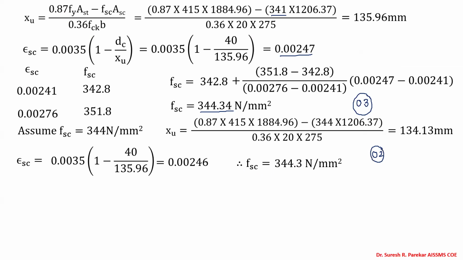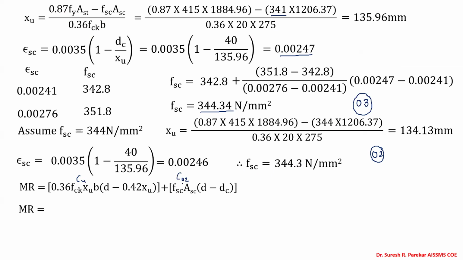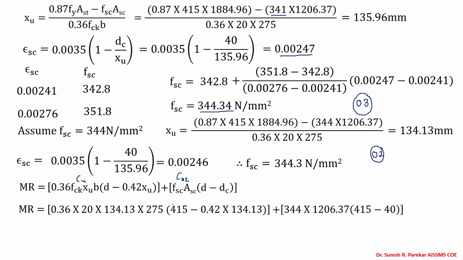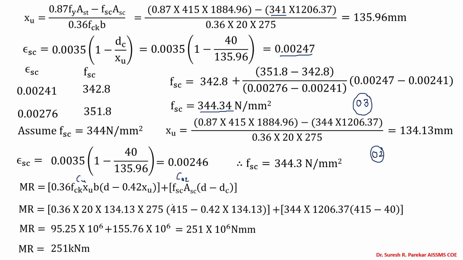So we have 7 marks till this. Then we will find MR. So we know that first it is CU1 into lever arm plus CU2 into lever arm. And then we will substitute the values, and by substituting these values, we are going to get the moment of resistance, and that is equal to 251 kilonewton meter. So we have 3, 5, 7 and the remaining 3 marks we have for moment of resistance. So we have the marking scheme in this fashion. So we have these 10 marks for question 1B.